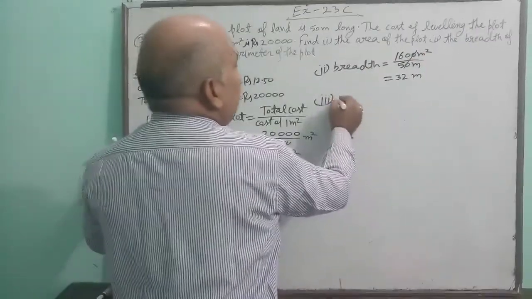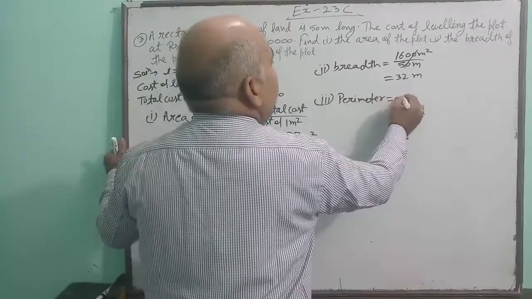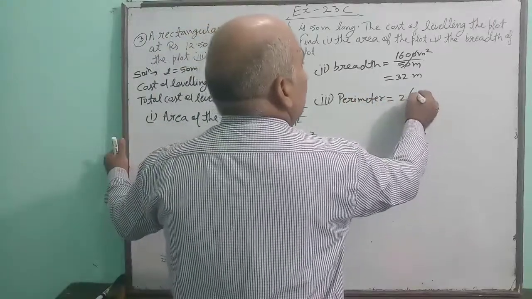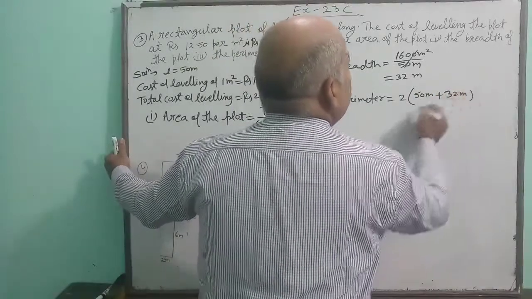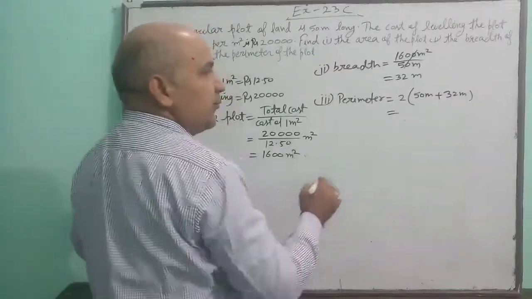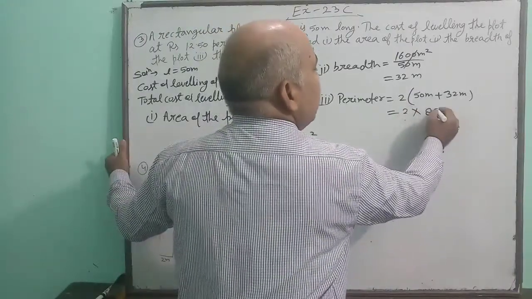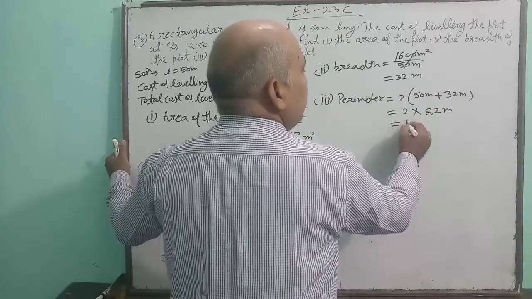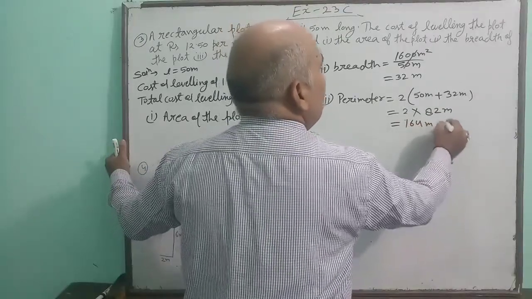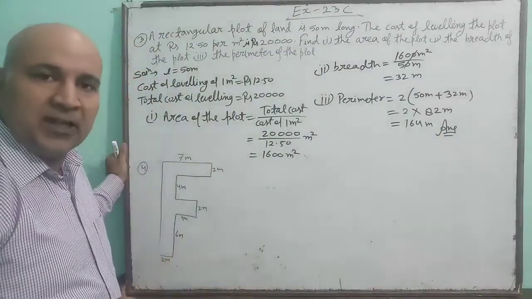Perimeter of the plot. How will you find the perimeter? Perimeter is equal to 2 into length plus breadth. This is the formula for perimeter. So 2 into 50 plus 32 is 82. So 82 into 2 is 164 meter. This is the perimeter of the plot.